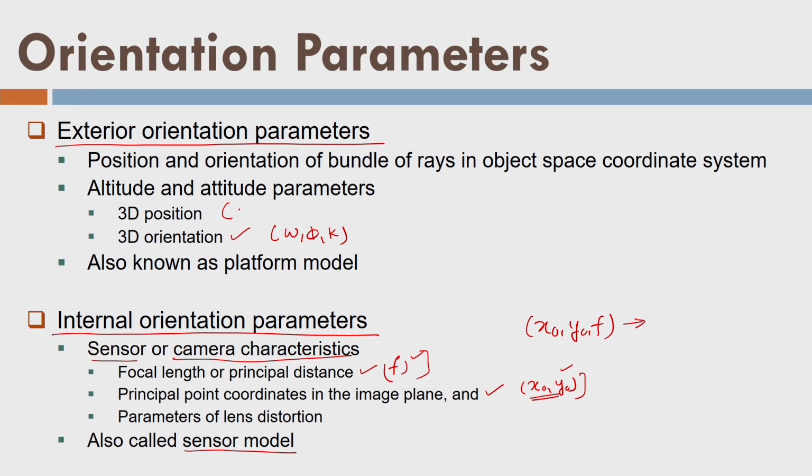Not only that, I have done some translation here by XL, YL and ZL. In this matrix, XP minus XL, YP minus YL, ZP minus ZL. So, I have translated XP, YP and ZP by this, and this becomes vector LP. These are the coordinates of point L, and that is why these are also the 3D position. They are called positional parameters.